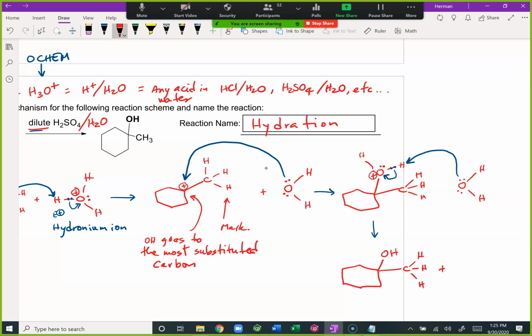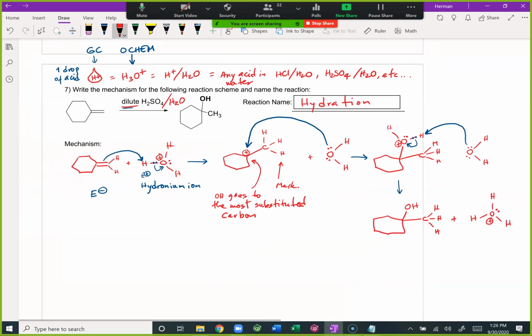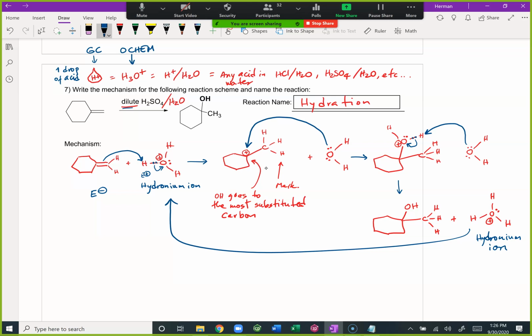Plus, you regenerated your hydronium ion, and now this reaction can go on and do a cycle. So this acid, this hydronium ion, can go back to the beginning and take another alkene and convert it back into an alcohol.